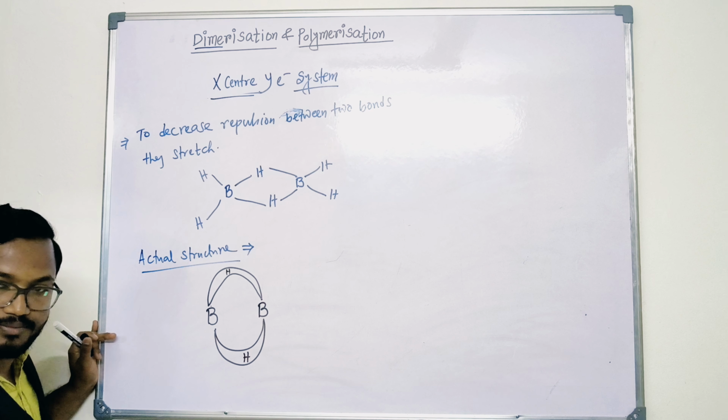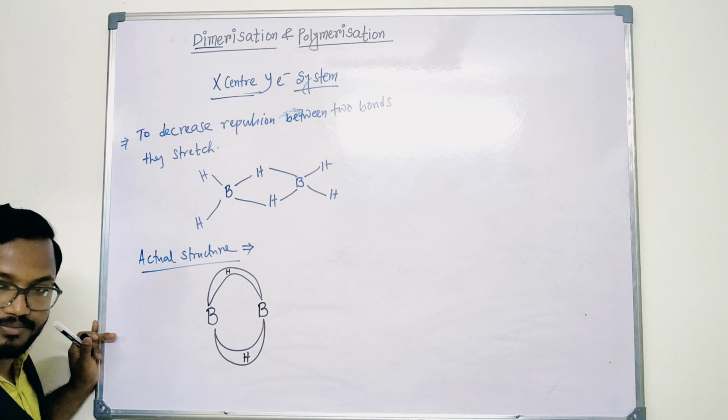A very famous question that is asked in IIT JEE is how many atoms lie in the same plane. You can check: 1, 2, 3, 4, 5, 6. So you can say that 6 atoms lie on the same plane.